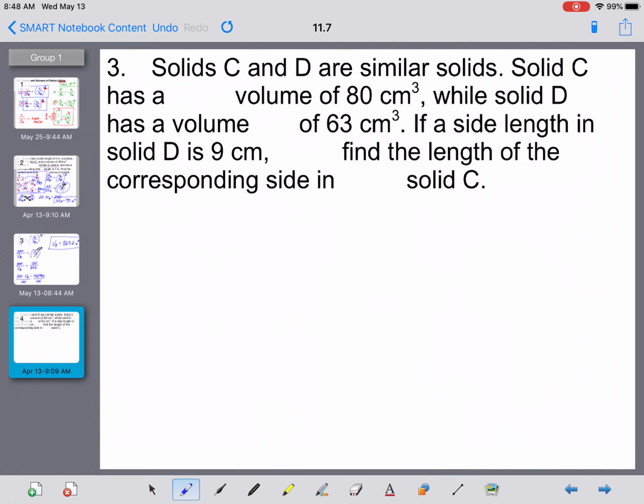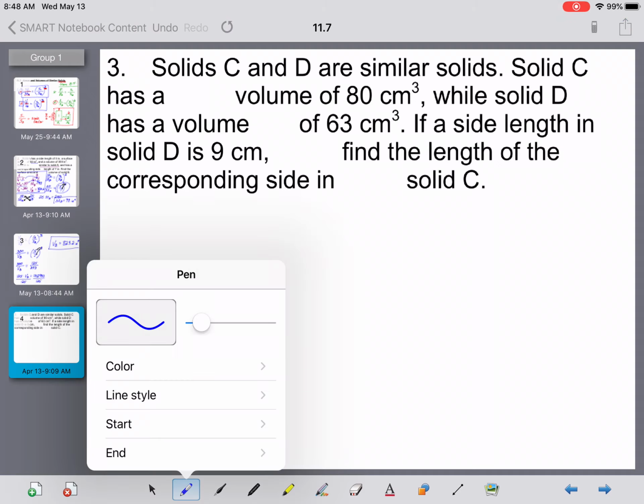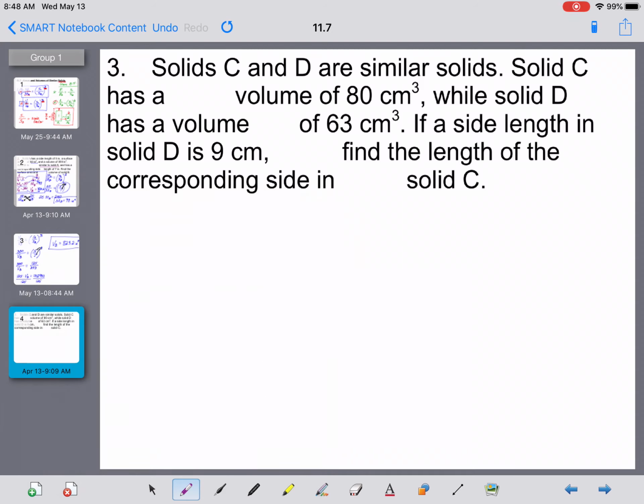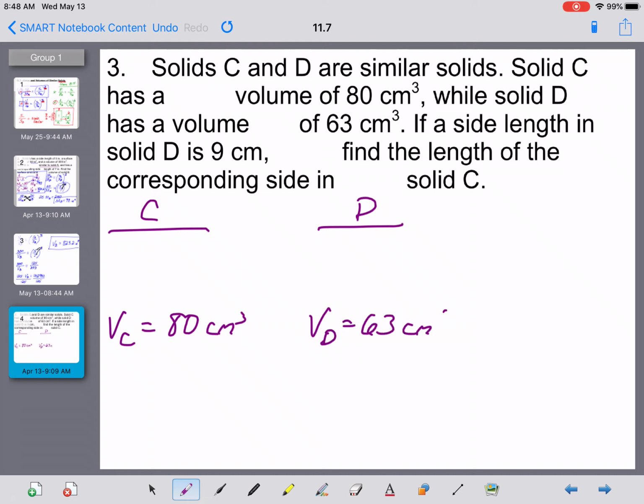Okay, let's move on to one more, and then I think we're done here, guys. Now we're talking about solids C and D. Pretty similar problem here. So talking about solid C, let's see what's going on. Solid C has a volume of 80, and I think that's all we know about solid C. So the volume of C is equal to 80 cubic centimeters. Okay, and it says now that solid D has a volume here of 63 cubic centimeters. So now we're dealing with two figures here, and it looks like C is the larger of the two figures. Let's keep reading now.